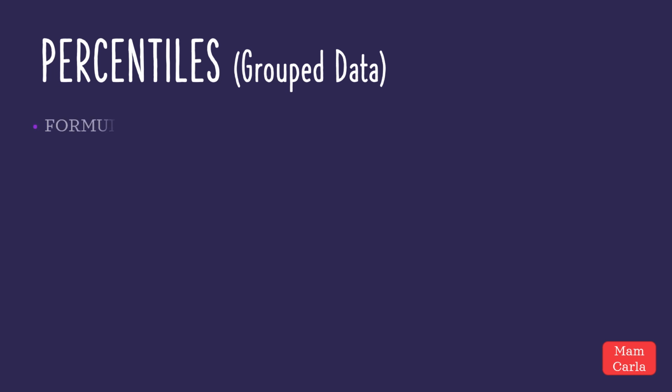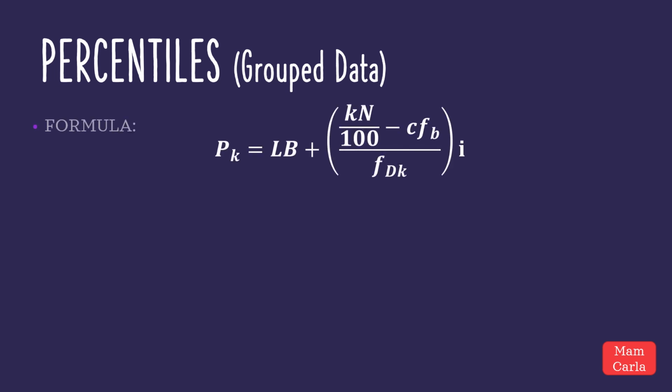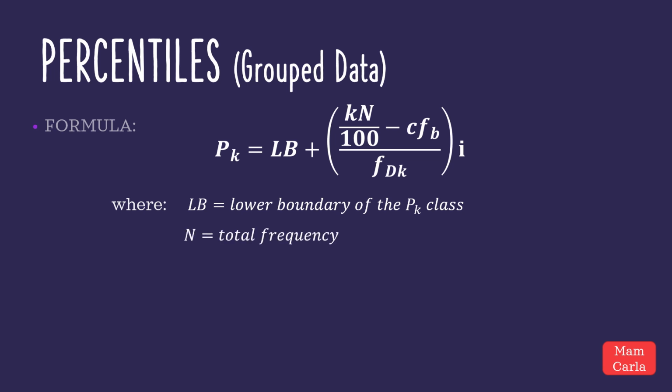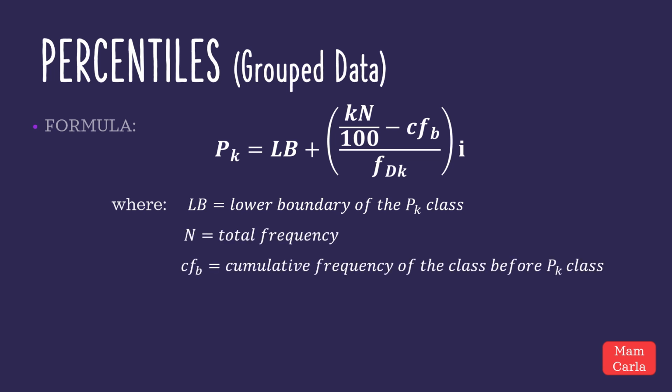So we will be using the formula P sub k equals LB plus the quantity of k times n divided by 100 minus CF sub b, all over F sub P sub k, times I. Here LB is the lower boundary of the P sub k class, and n is the total frequency.